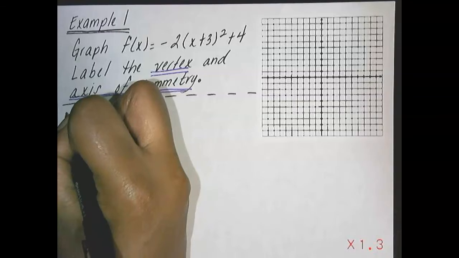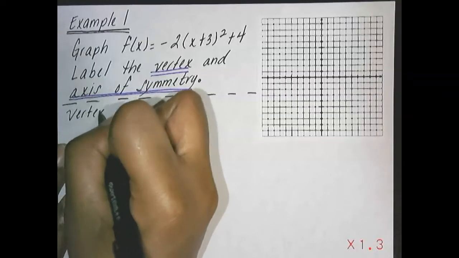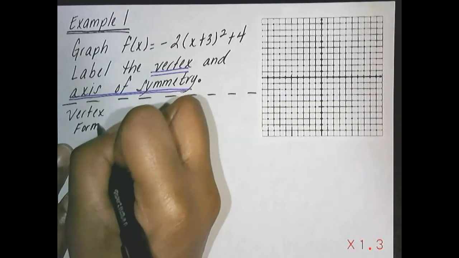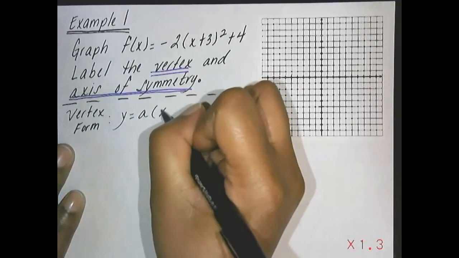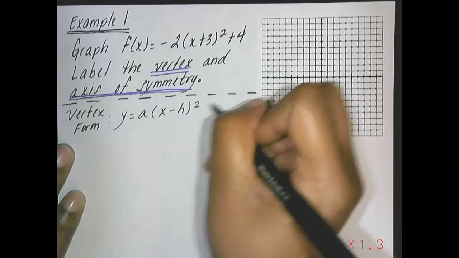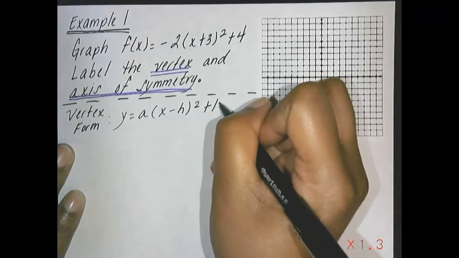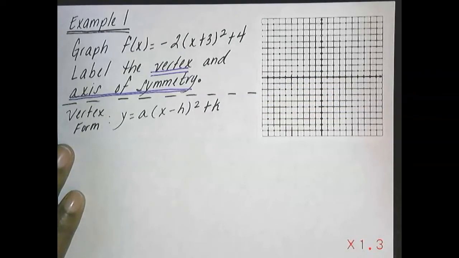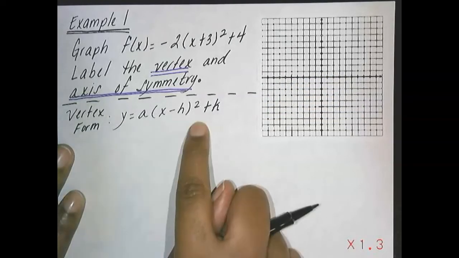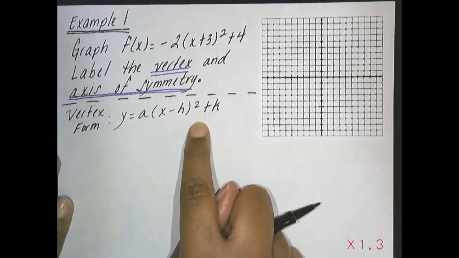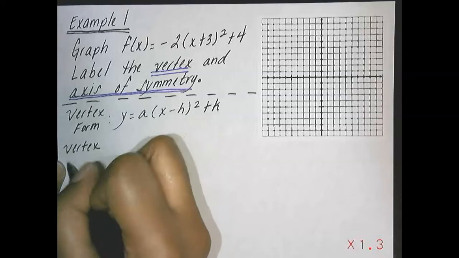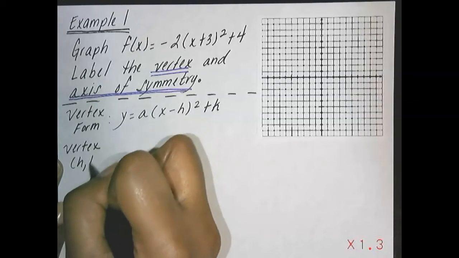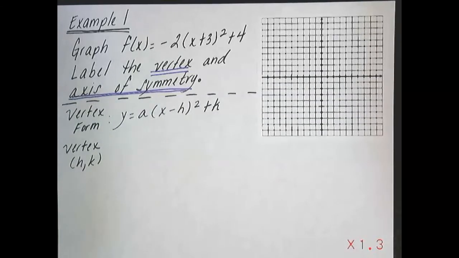Something that I want to start with is vertex form. That should not be a surprise because we've done vertex form for quite a while now. Vertex form is how we know the transformations of a function, in this case, the quadratic function. Vertex form is given by y equals a times (x minus h) squared plus k, where the vertex is h comma k.